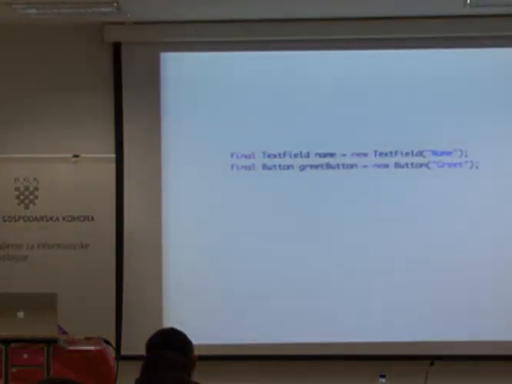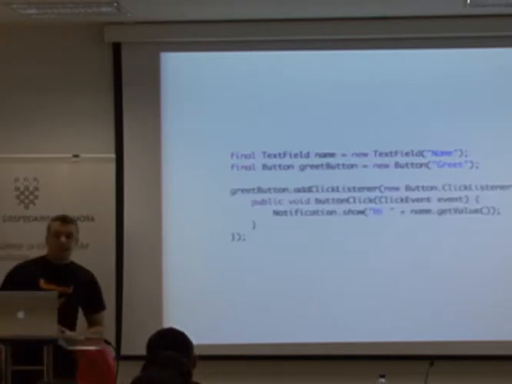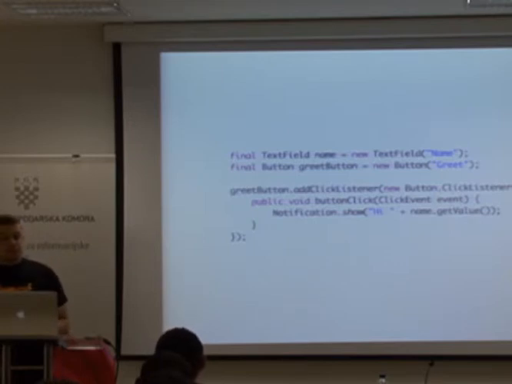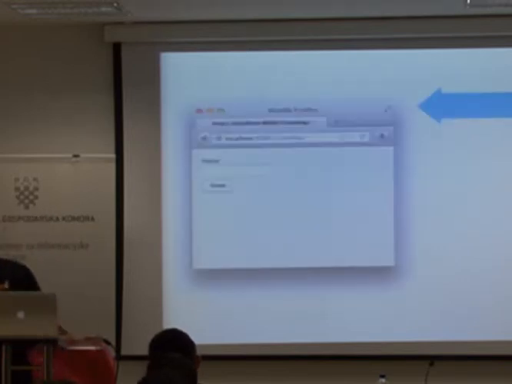So let's take a bit closer look. As an example, we have two simple Vaadin UI components, a text field and a button. And we bundle the button with a click listener that has an implementation that displays a notification. And within the notification, we just greet the person who typed his name or whatever into the text field.